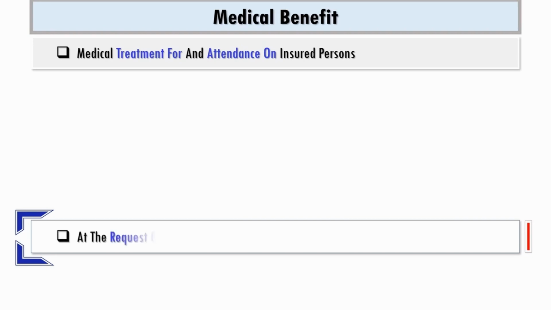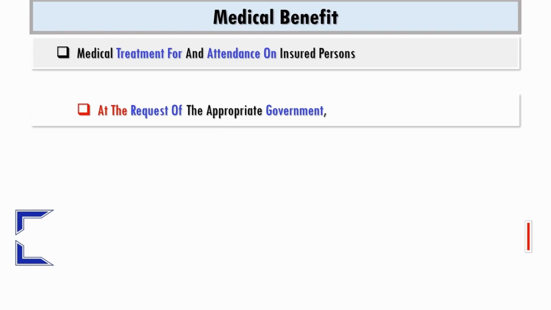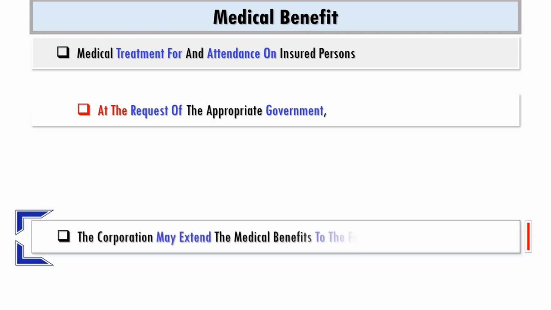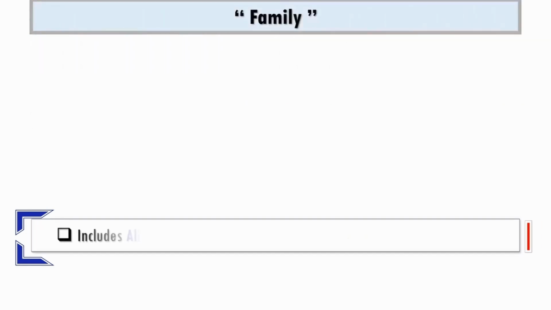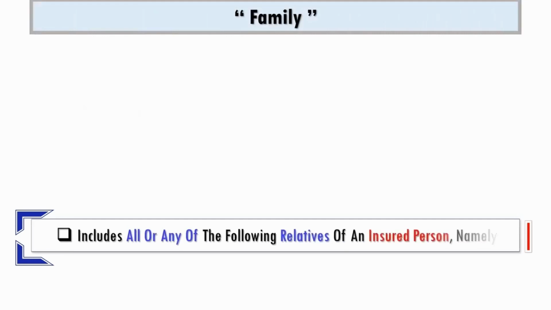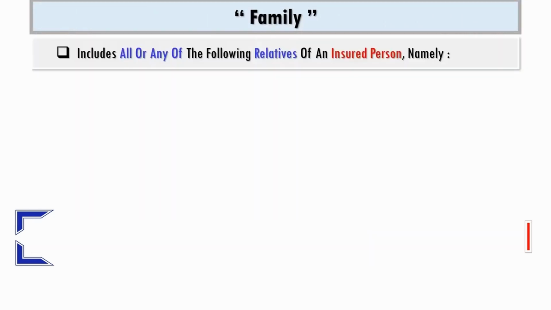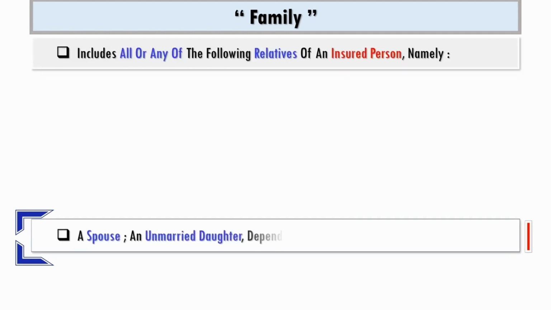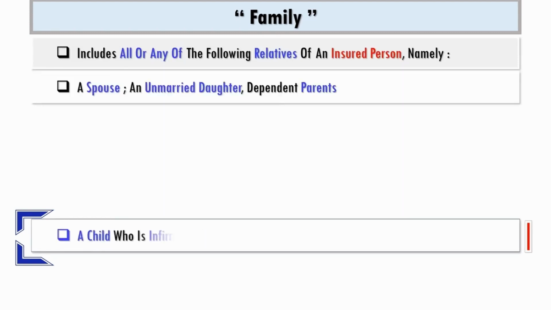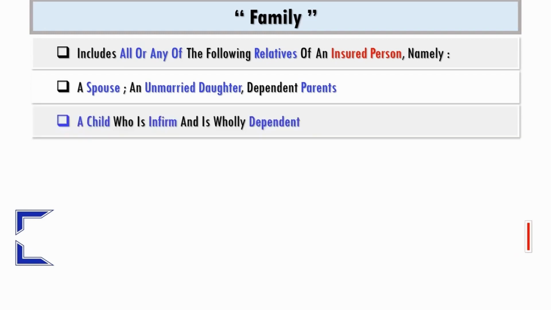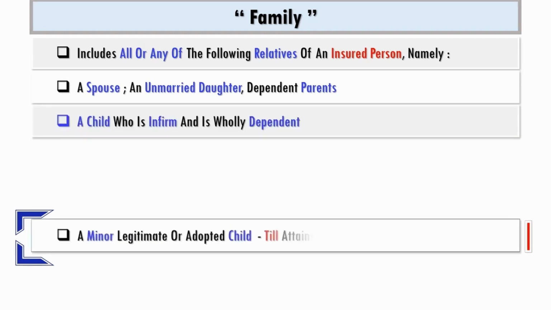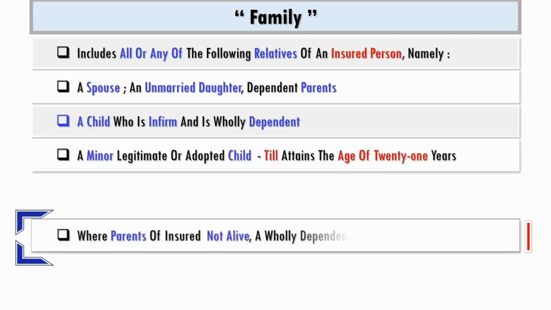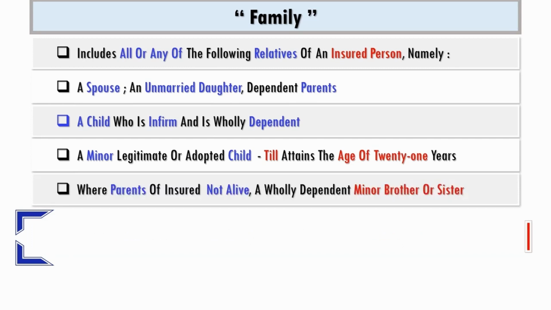Even the family members of the insured persons are covered provided there is an approval from the appropriate government. The definition of family for medical benefit is quite comprehensive. It includes the relatives of an insured person like spouse, unmarried daughter, dependent parents, a child who is infirm and is wholly dependent on the insured person, a minor child till he attains the age of 21 years, and where parents of the insured are not alive, a wholly dependent minor brother or sister also forms a part of family.